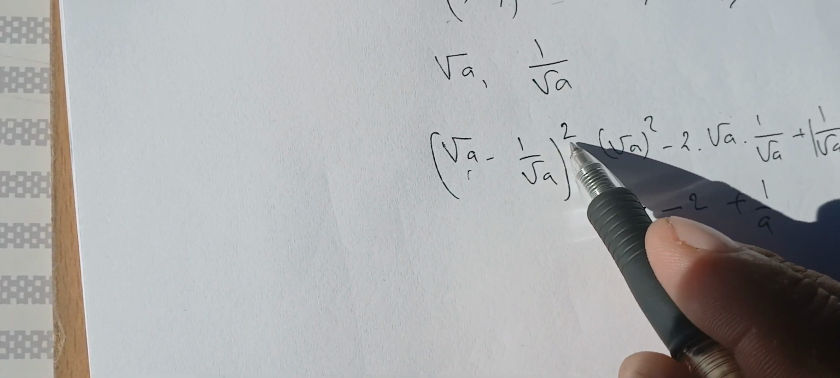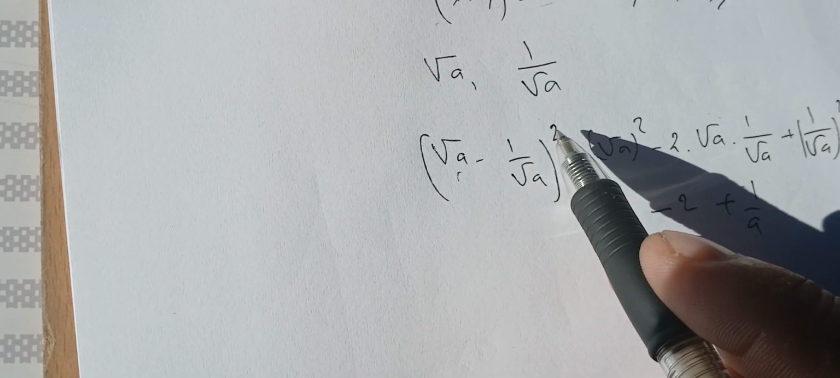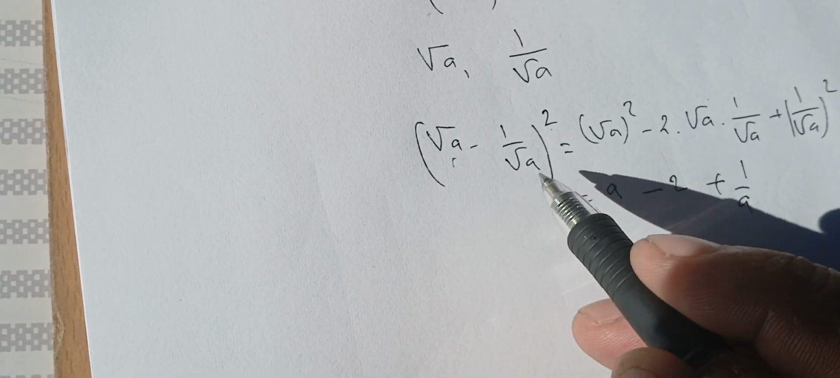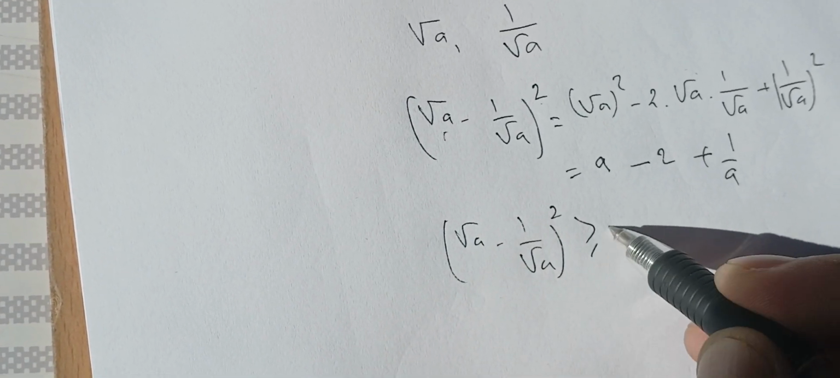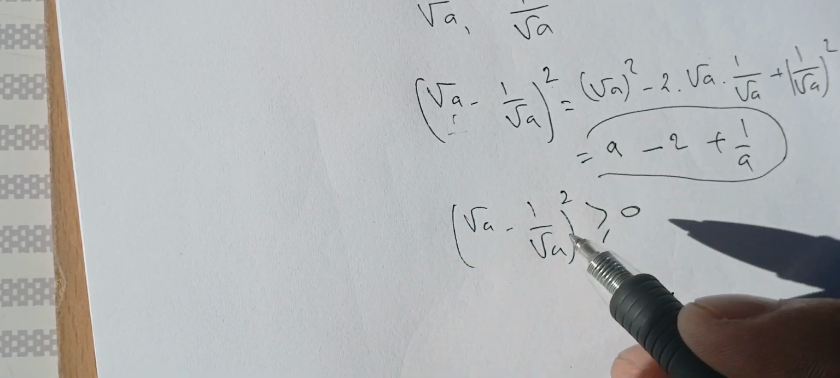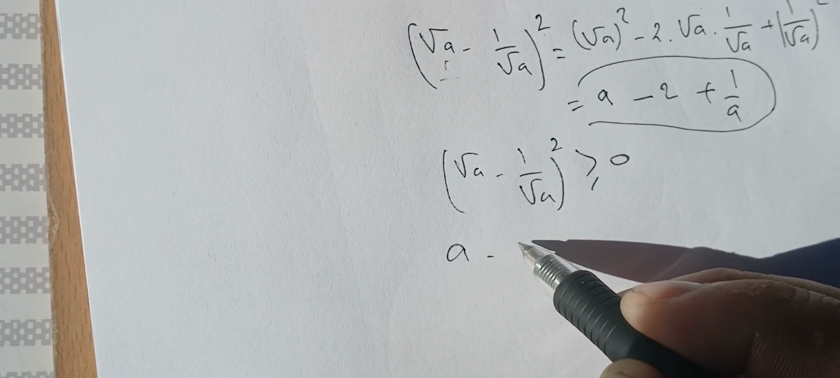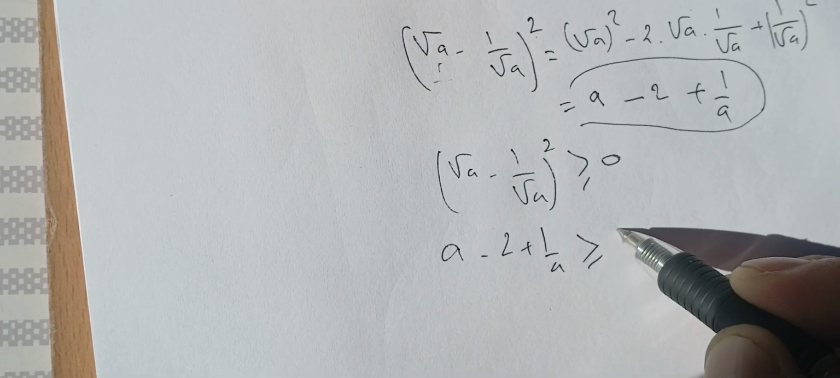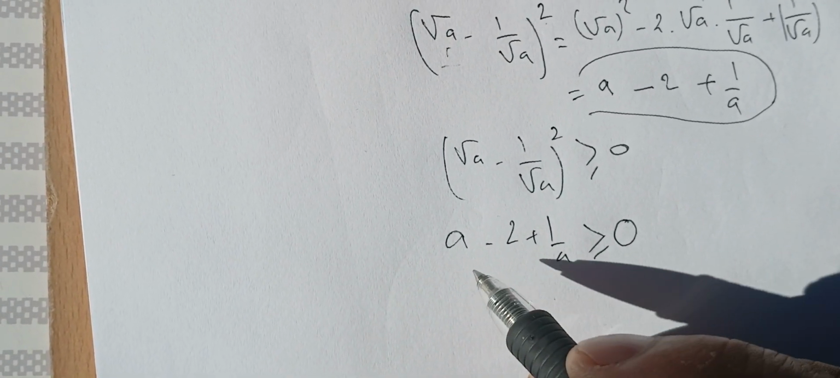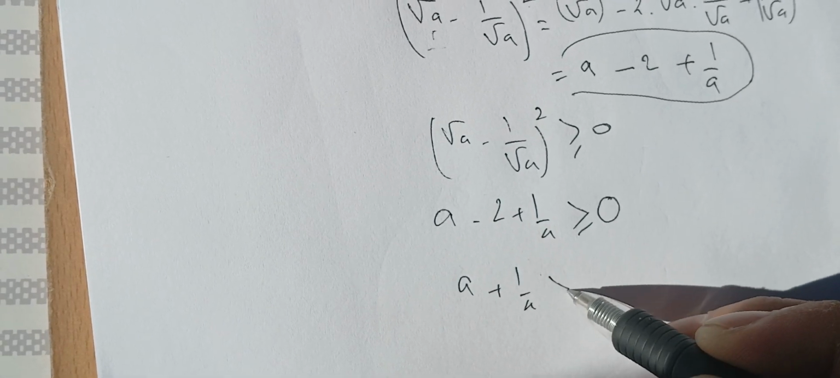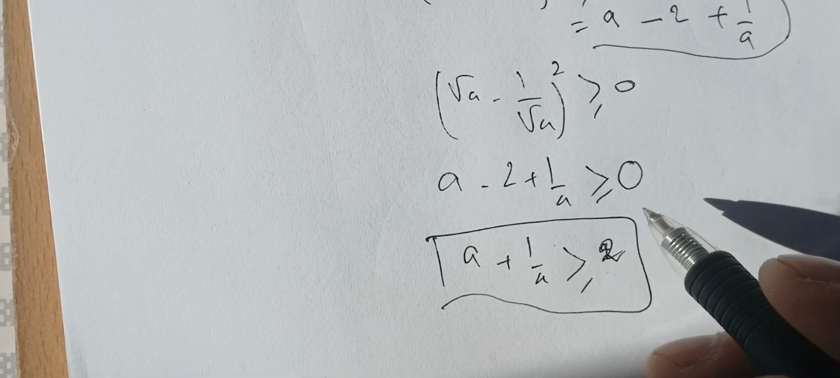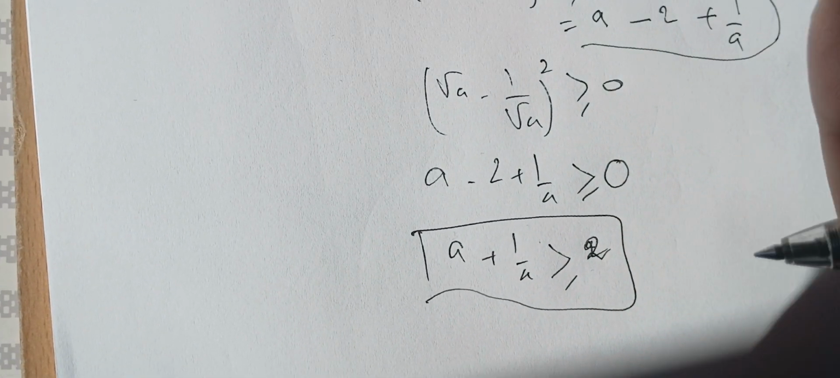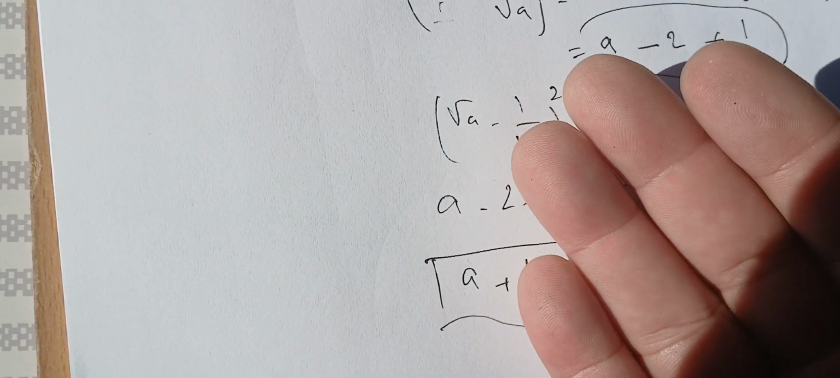But this one here is positive, as we said earlier. This is the square of a number, any number, so it's always bigger than or equal to 0. Therefore, we have a minus 2 plus 1 over a greater or equal than 0. If we add 2 to both sides, we have a plus 1 over a bigger than or equal to 2, and this is the result that we need. So we showed that the sum of a positive number and its inverse is always greater than or equal to 2.